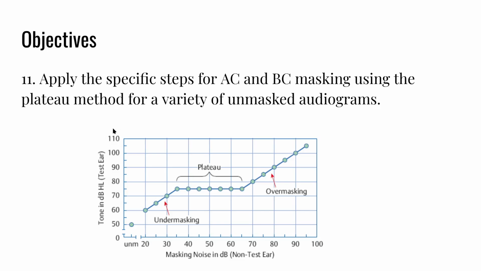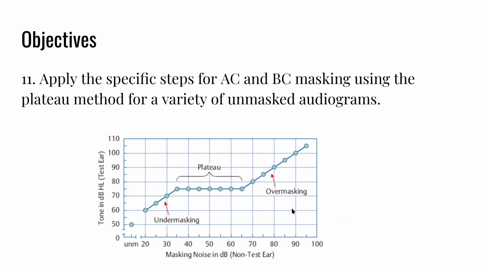Here's an example of a masking profile where you have tone in dBHL, which is the level that the patient is responding at, versus the masking noise applied to the non-test ear. And we can create a plot, not that we save clinically for a patient's record, but for our own practice and understanding of the masking procedure. We have an area of undermasking, an area of plateau, and an area of overmasking. This will make more sense as we go along, but I just wanted to show you this initial diagram since you're probably not familiar with seeing a masking profile like this.